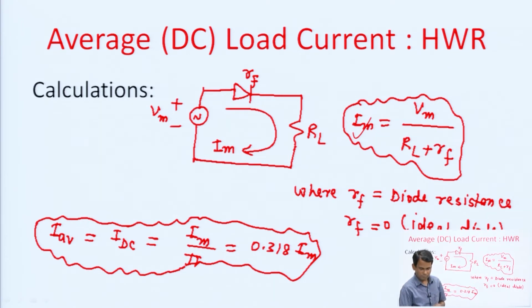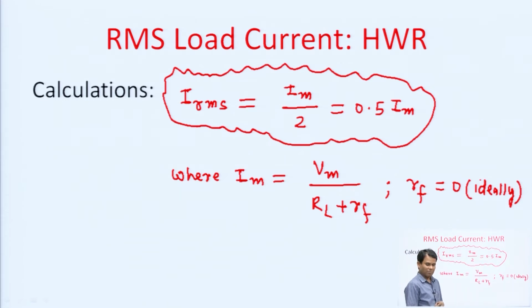ideal diode. Now, this is the RMS load current. What is RMS load current? RMS load current is Im by 2, this is equal to 0.5 Im. This is similar to the way we calculate the RMS voltage.